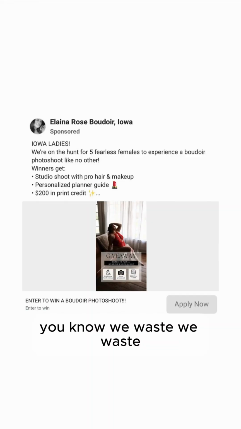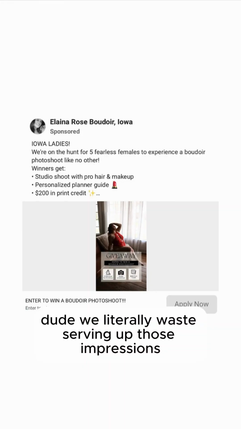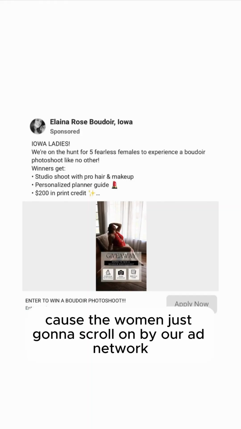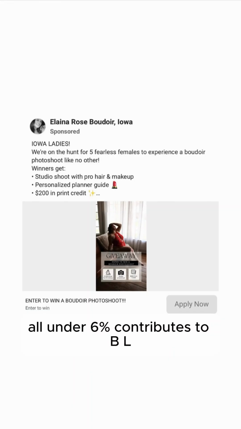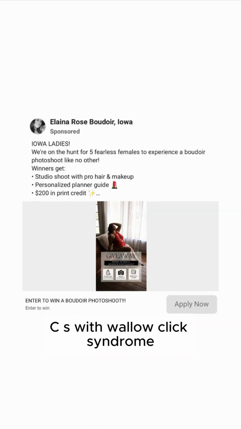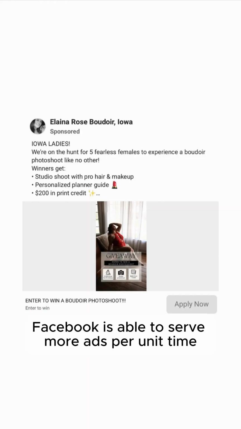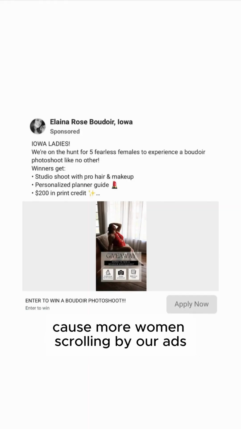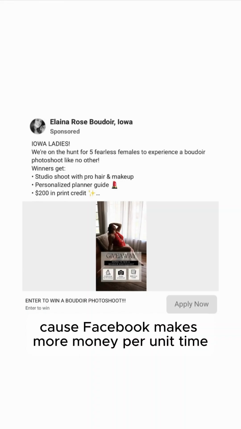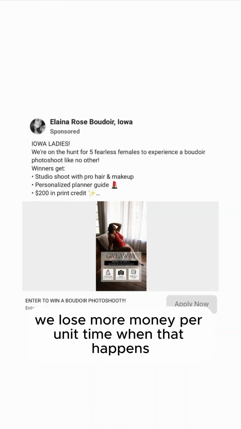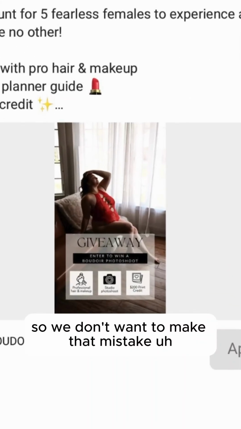We waste, dude, we literally waste serving up those impressions because the women are just scrolling by, and our ad never enters their brain. So it pulls our unique CTR under 6% and contributes to BLCS, Boudoir low click syndrome. And what actually happens is that Facebook is able to serve more ads per unit time because more women are scrolling by our ads, not spending that much time on them. So Facebook loves it because Facebook makes more money per unit time. We lose more money per unit time when that happens. So we don't want to make that mistake.